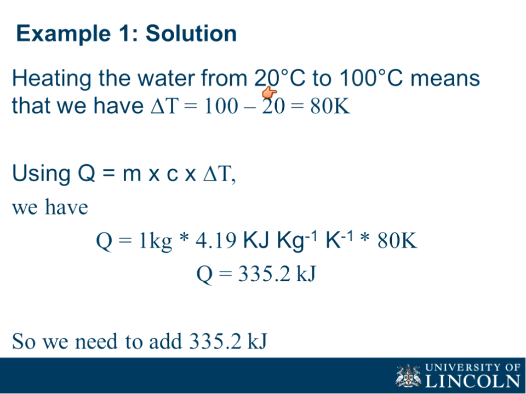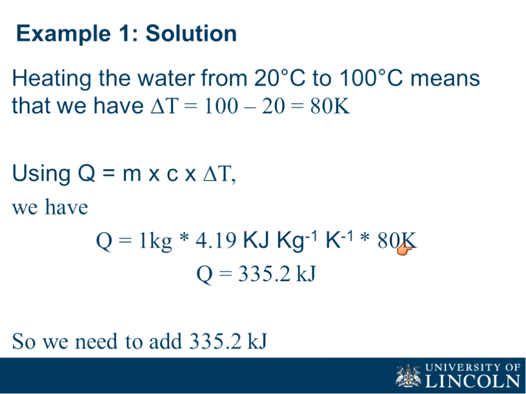Now, the solution: we have a change from 20 to 100, and that tells us that the change in temperature is 100 minus 20, which is 80 Kelvin. We know that Q equals mc change in temperature. The mass is 1 kilogram, the specific heat capacity is 4.19, then the temperature change is 80. So when you multiply everything together, our final answer is 335.2 kilojoule.